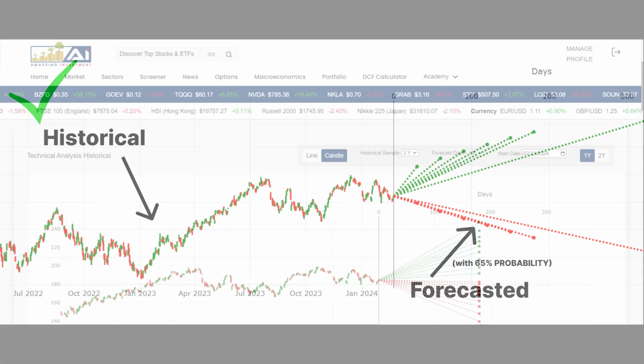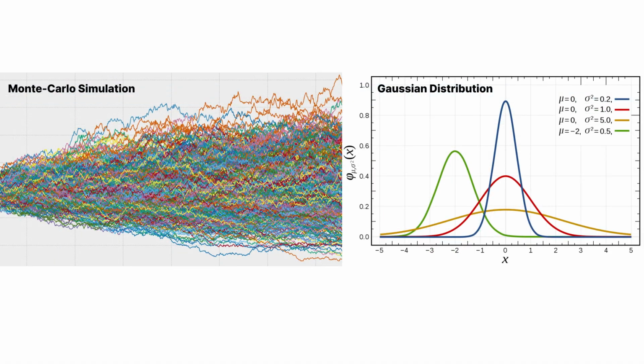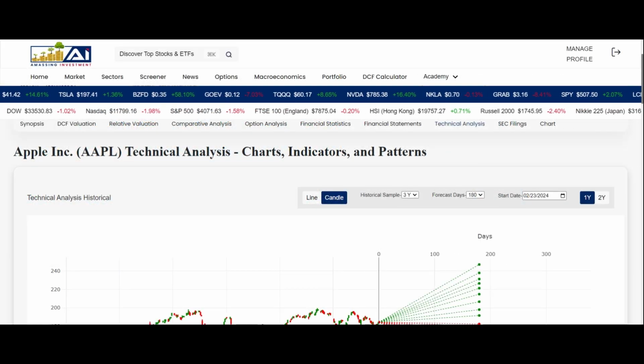The common tools used in probability-based technical analysis are the Monte Carlo simulation and the Gaussian distribution, using which traders can calculate the probability of different price movements and use this information to make more informed trading decisions. But don't worry, we will not leave you with these mind-boggling approaches. Rather, we have oversimplified the above approaches in this page so that you can use it more efficiently. Let's begin exploring Apple stock's technical analysis page.